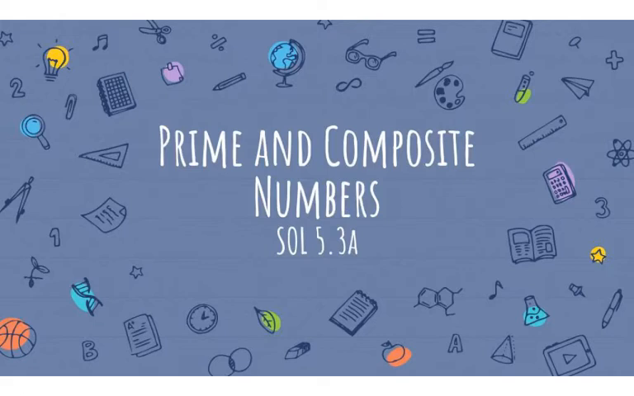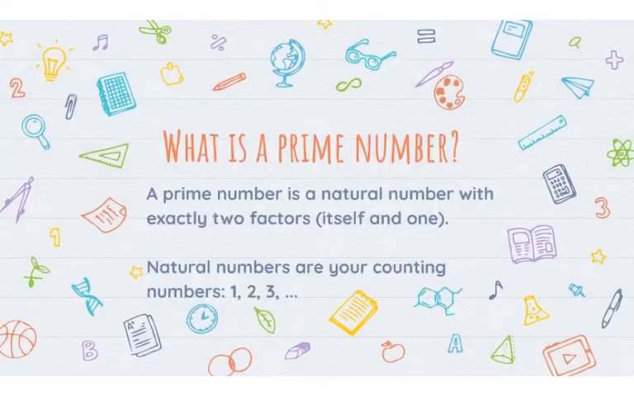If you're in the state of Virginia, that is SOL 5.3a. What is a prime number? A prime number is a natural number with exactly two factors, itself and 1. Natural numbers are your counting numbers, 1, 2, 3, etc. As you see, it starts at 1. It doesn't start at 0. So your natural numbers begin at 1 and then you count forward. Starting at 1 is basically all your positive numbers.